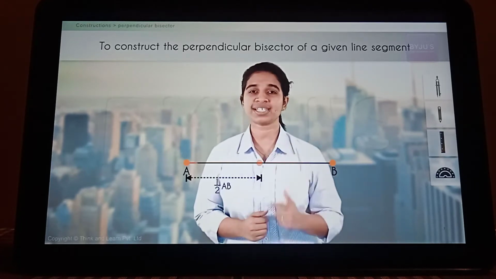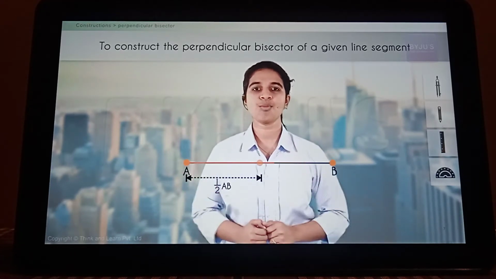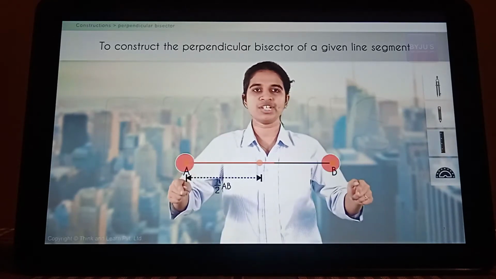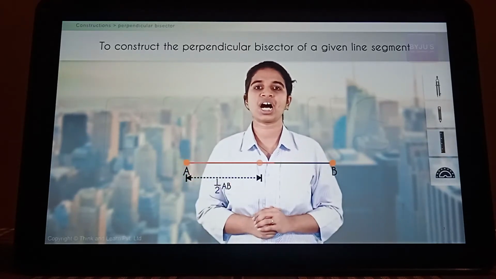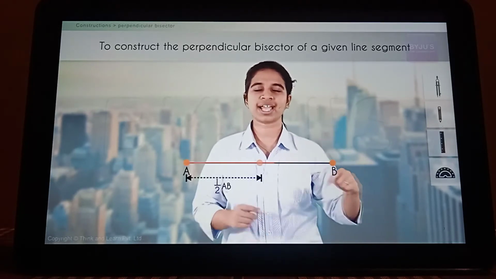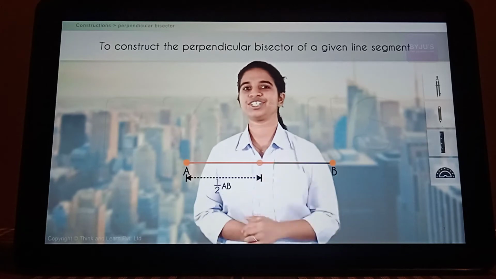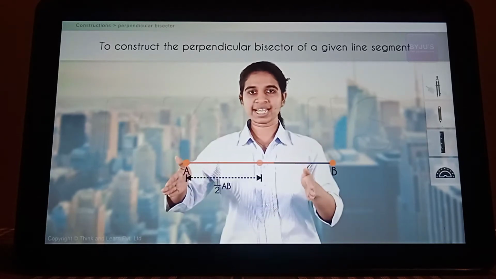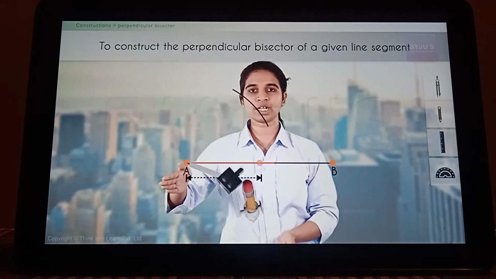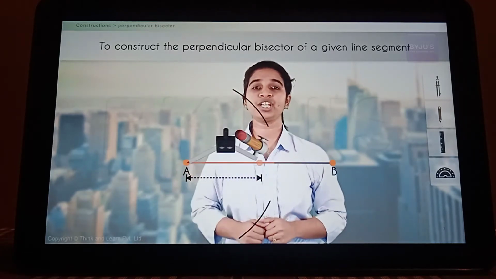Hence, you'll always see that the distance needs to be more than half of AB, or more than half the distance between the 2 points from where you're going to draw an arc. The logic is simply because the sum of two sides of a triangle has to be greater than the third. That's actually the logic behind this. We take a length more than half of AB, draw an arc on top as well as the bottom, because we need to draw a perpendicular bisector, right?